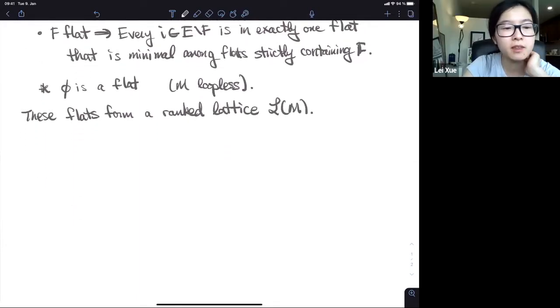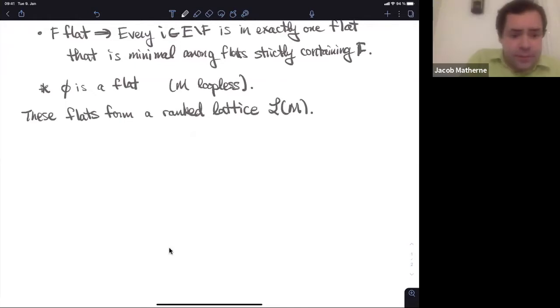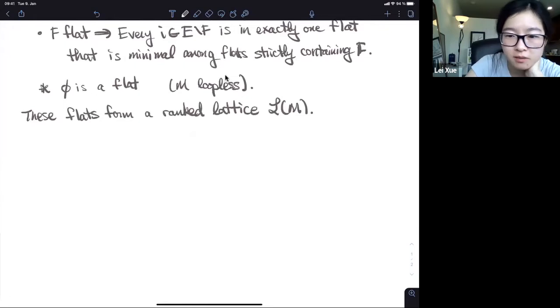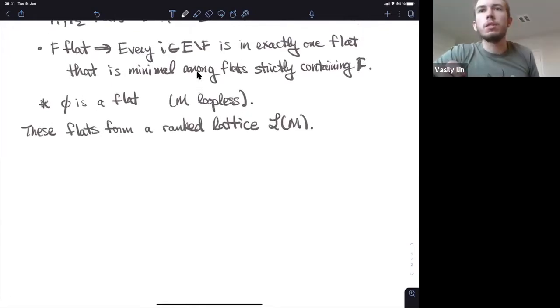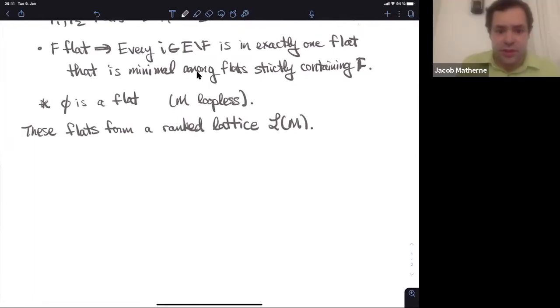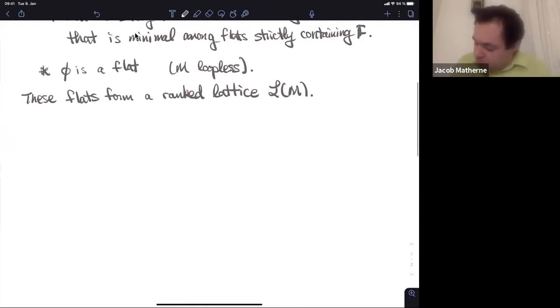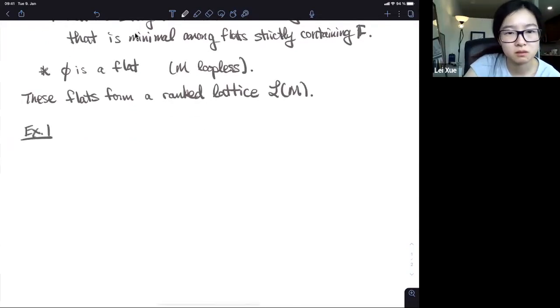Jacob, I think there's a question in the chat. Okay. Let's see. Vasily, can you repeat your question? Yeah, when you write strictly containing, do you mean just containing? I mean strictly, like in this lattice, it should be a cover. This is what I mean. And Alex is correct, it doesn't matter. Okay, yeah, please ask more questions.